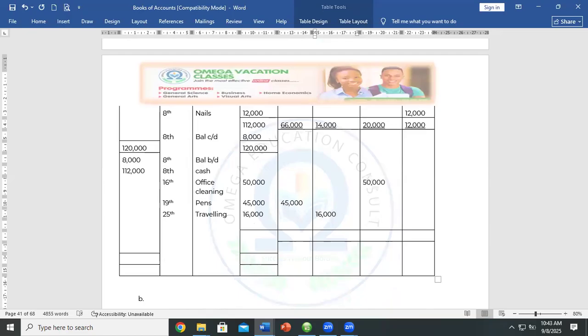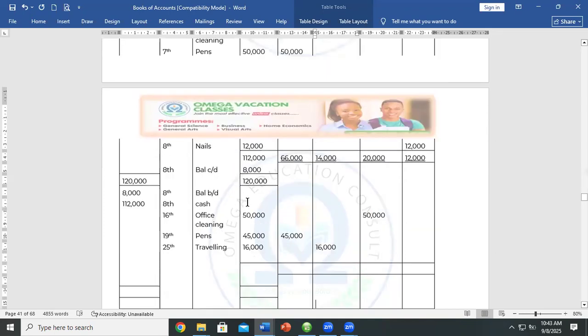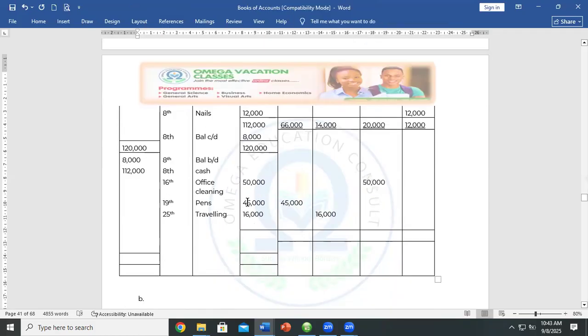I think we have the last one, which is pens, 4,000 on the 30th. Can the money still pay? Let's do the totals. 50 plus 45, that's 95. 95,000 plus 16,000. How much would that be, professors?